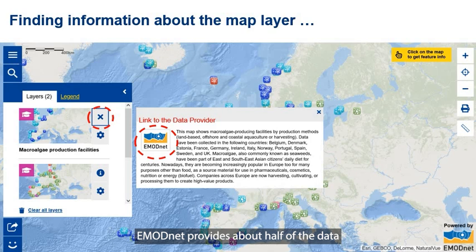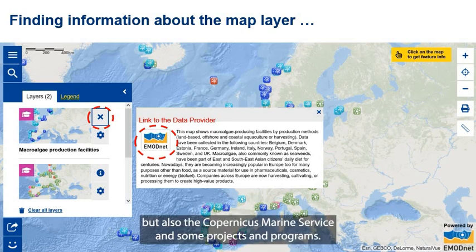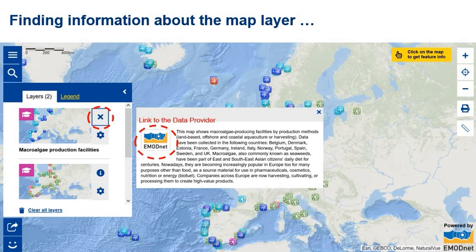EMODnet provides about half of the data for the map layers in the European Atlas of the Seas. Other data providers are the European Commission, Eurostat, the European Environment Agency, but also the Copernicus Marine Service, and some projects and programs.